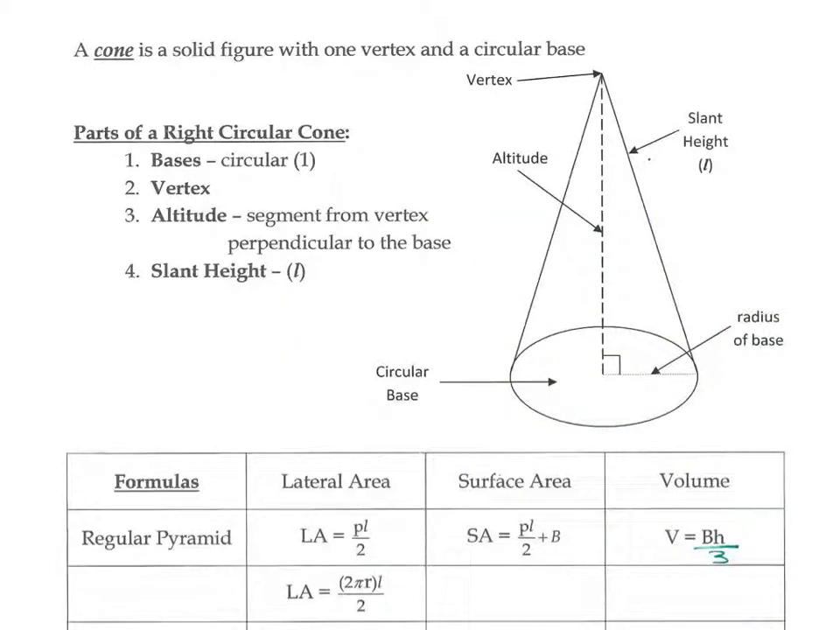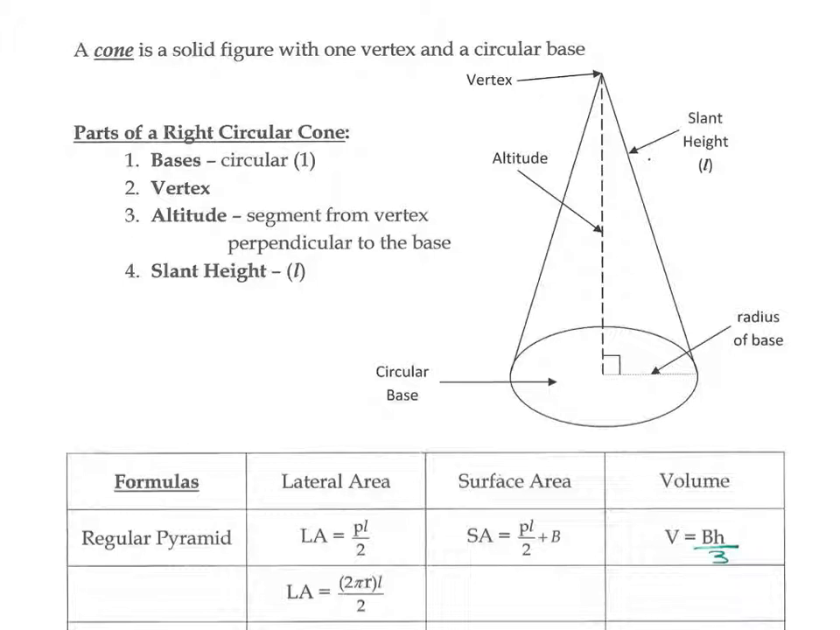All right, let's look at the cones. A cone is a solid figure with one vertex, and it has a circular base. We haven't talked about pyramids yet, but a pyramid's going to have a different kind of base. It looks like an angle. A cone has a circular base. It has one vertex, one base. Everything we've looked at before has two bases. This just has one base. One base, one vertex. And the altitude is the segment from the vertex perpendicular to the base.